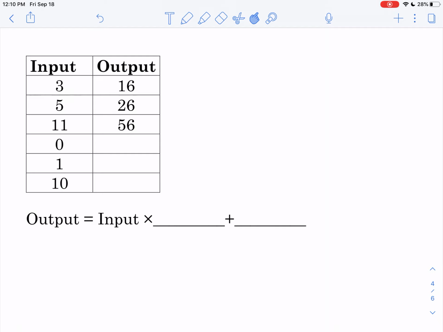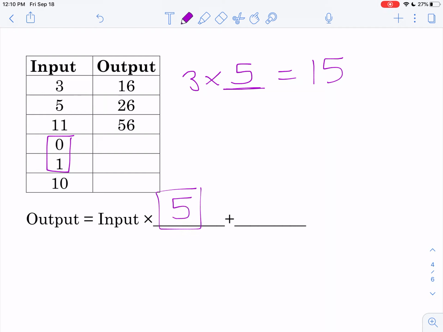Okay, this one's a little bit harder because we don't give you, for an input of 0 and 1, what the output is, and those pieces of information are really important. So we're going to try and just guess a multiplier first. What number can I multiply by the input of 3 to get something close to 16? I'm thinking about 5. So 3 times 5 is 15. So let's try and put 5 in here as the multiplier. What would I have to add to 15 to get 16? Well, I'd have to add a 1. So that's going to be my constant.